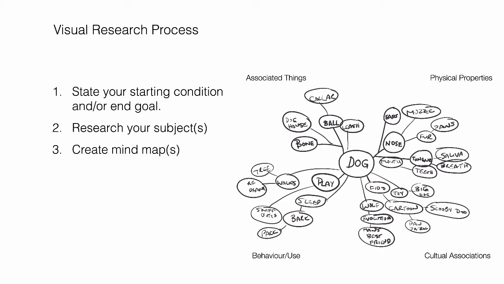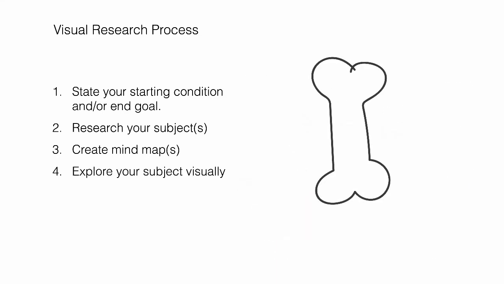Once we've explored our subjects through visual research and mind maps, it's time to start doing our own visual exploration. It is only during this visual exploration that things start to occur. And here we have one idea that may solve our starting condition. But we can't stop there. This is just one idea. You have to get busy and create a lot more.